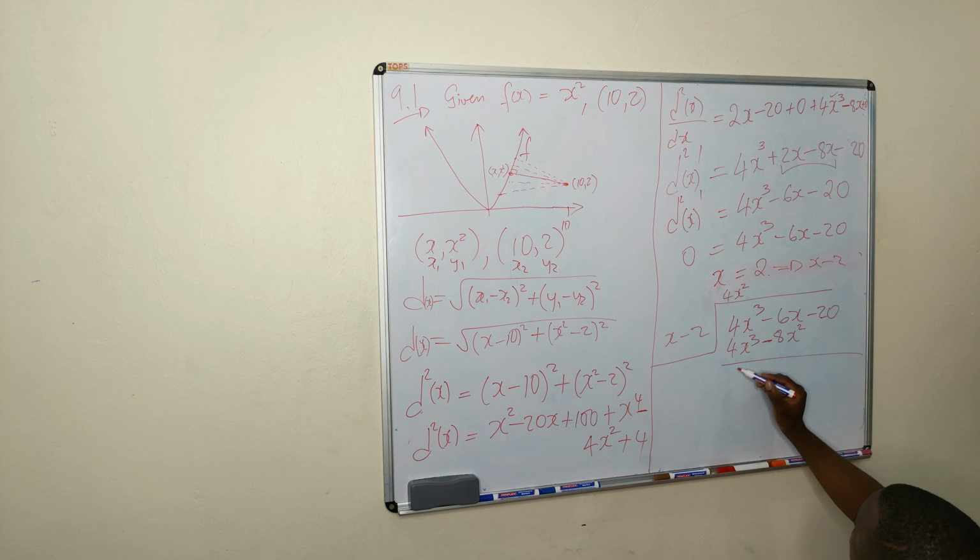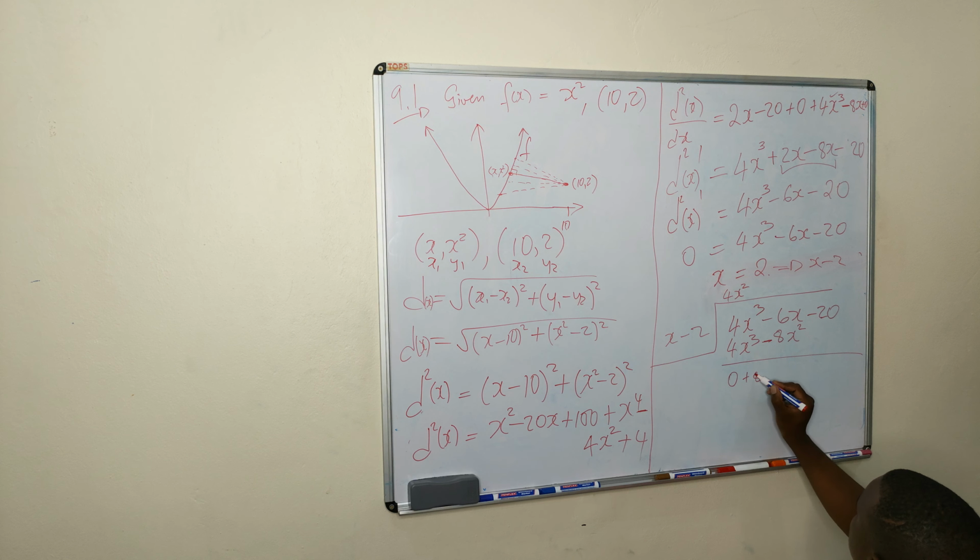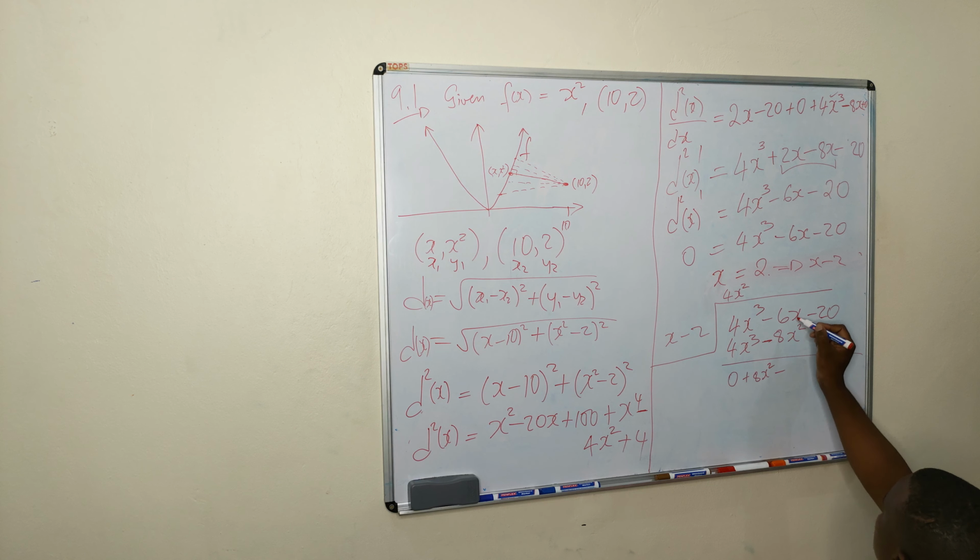Then when you go down here, just subtract. So this time we have 0 here. So 0x squared minus minus 8x squared, we have plus 8x squared. Then minus 6x, and minus 20, we bring down.